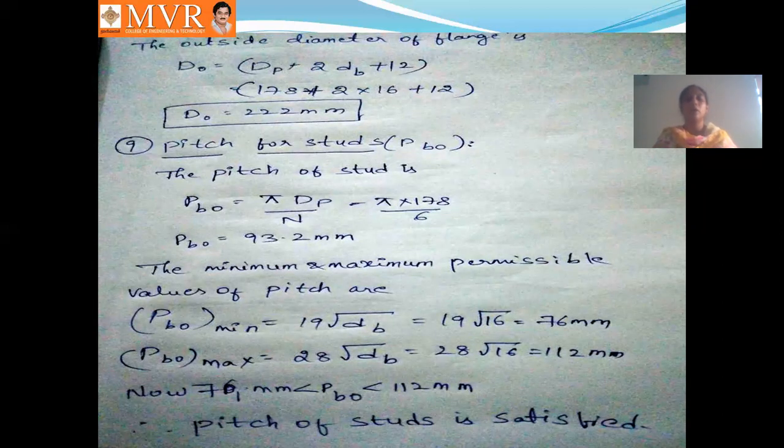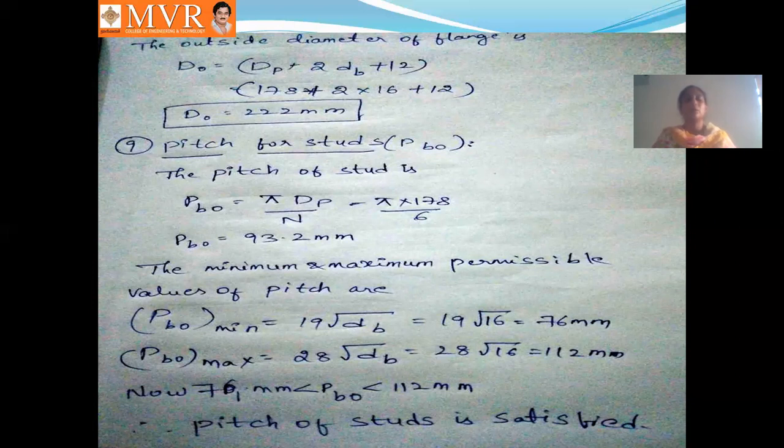Here the outside diameter of the flange we are calculating, means DO. DO is equal to dp plus 2db plus 12. Okay, dp is nothing but the pitch diameter, plus 2 times the bolts diameter or studs diameter, plus 12. This is available in the data book only. Substitute all the values, you will get the outside diameter of flange as 222 mm.